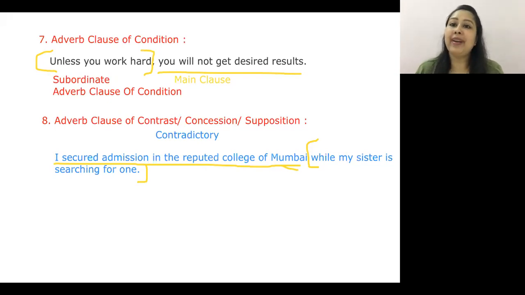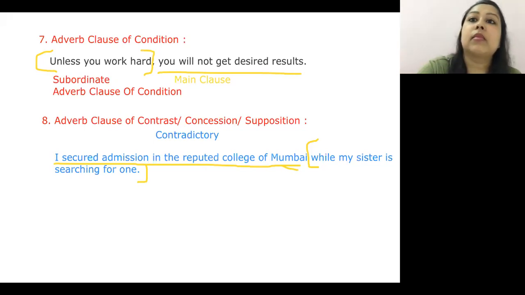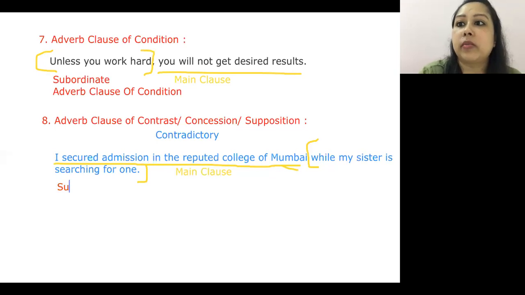Neither did I say when did my sister not get an admission. I'm just talking about two different people. I'm talking about myself as well as my sister with regards to the admission in the college. I have secured the admission, but my sister is unable to do so. So this is contrast. Once again, let me just put this down. This is the main clause. And this is the subordinate adverb clause of contrast.